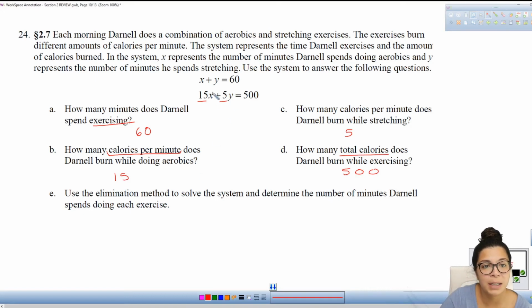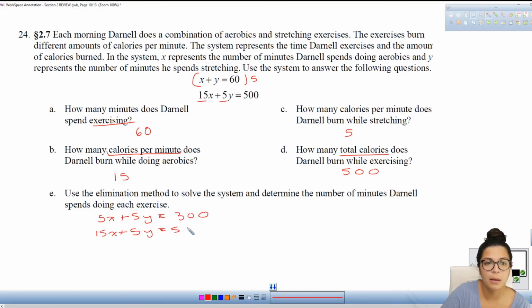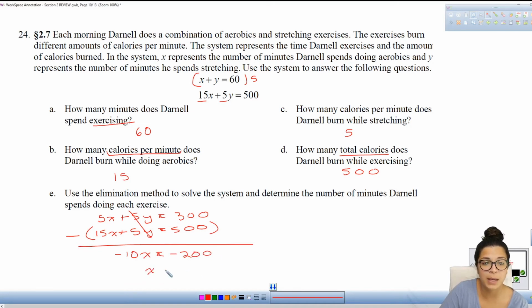Now, using elimination, solve the system. So I'm going to go ahead and multiply the top equation by 5, just so the coefficient of y is the same. So I end up with 5x plus 5y equals 5 times 60, which is 300. And then the bottom equation, of course, stays the same. And I'm going to subtract these two equations so that the y term cancels. 5 minus 15 is negative 10x, and 300 minus 500 is negative 200. Divide by negative 10 on both sides, we get x equals 20.